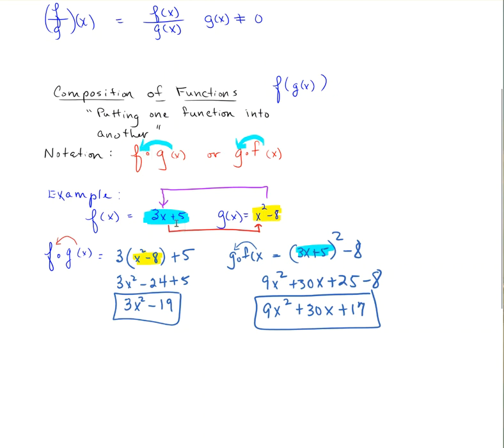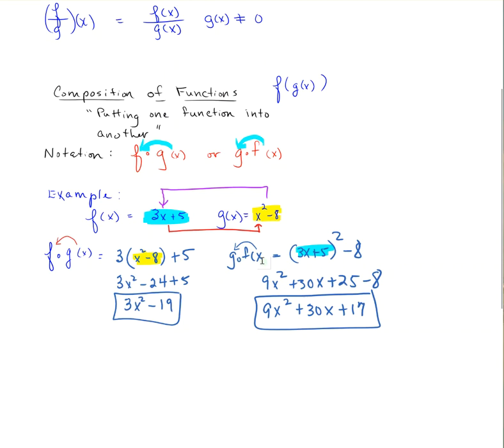Let's look at this example. You're given f of x is 3x plus 5, and g of x is x squared minus 8. So if we're doing f of g, that means we want to take g and put it into f. So up here, the purple line is saying take this yellow thing, go all the way over here, and put it in for x. So we have 3 parentheses, this yellow function. We distribute the 3, and we clean it up, and we get 3x squared minus 19.